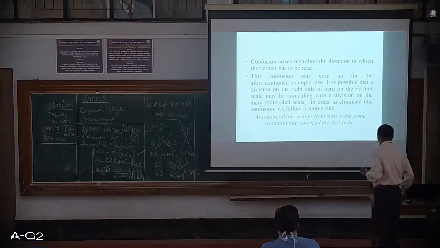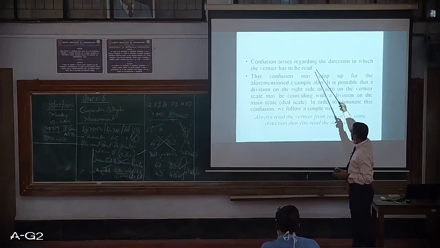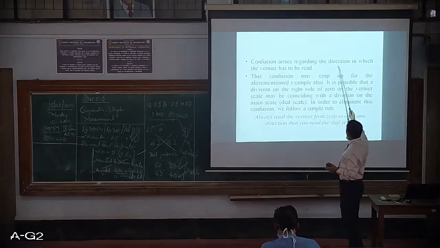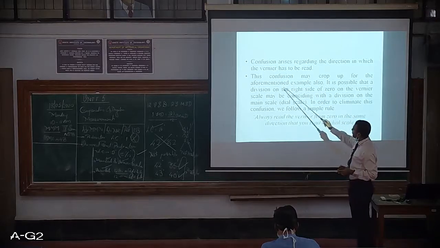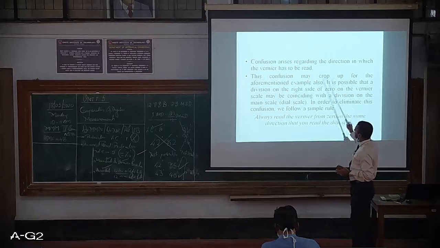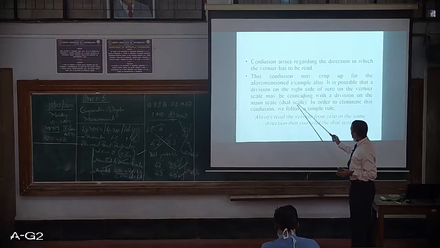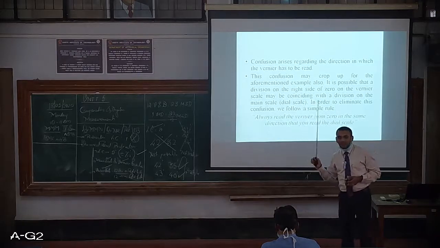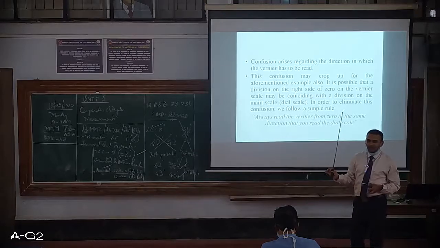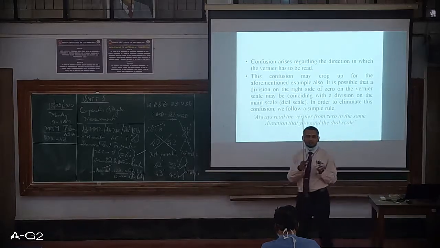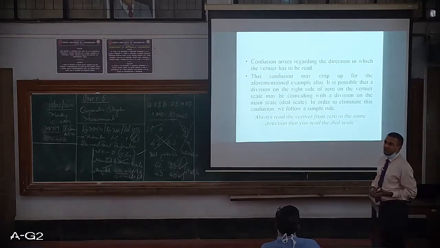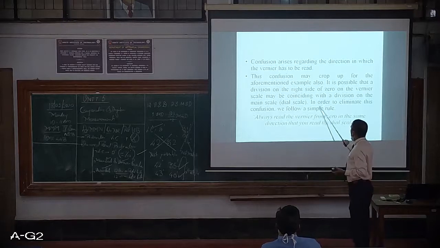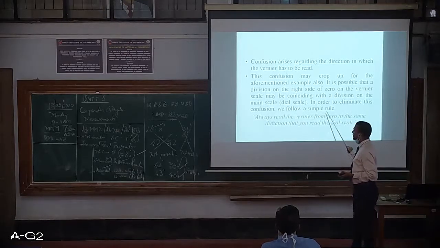So for those who have any confusion, a quick review. Confusion arises regarding the direction in which the vernier has to be read. This confusion may crop up for the aforementioned example also. It is possible that a division on the right side of the zero on the vernier scale may be coinciding with a division on the main scale. In the previous case we read from right to left. There is every possibility that on the other side also there can be a coinciding vernier division. So we need not worry too much about it. In order to eliminate this confusion, we follow a simple rule.